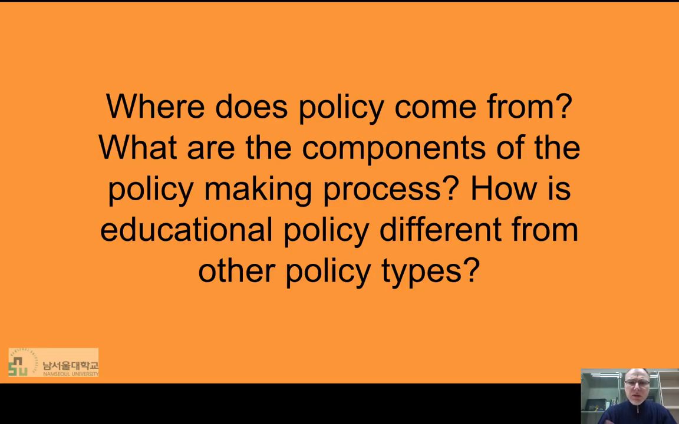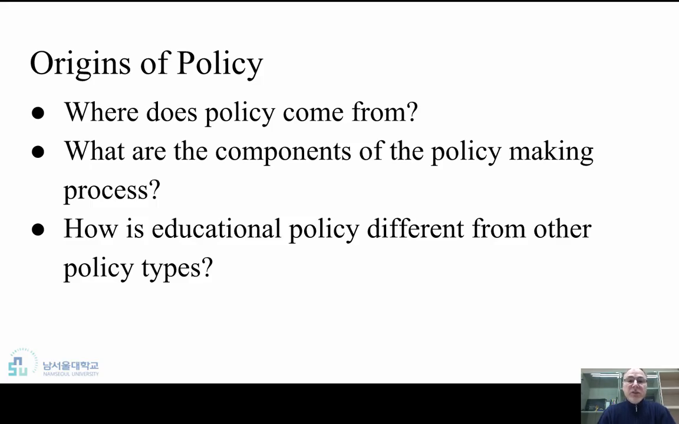First up, we're going to cover the origins of policy and the components of the policy-making process, and then how educational policy is different from other policy-making types. So in terms of the origins of policy, you may recall that we talked about policy-making coming from many different areas. It can be top-down or bottom-up. It can be from problems in a society, and that there are different components of the policy-making process. I'll show a graph in a minute that shows the outline of the different stages of the policy-making process.